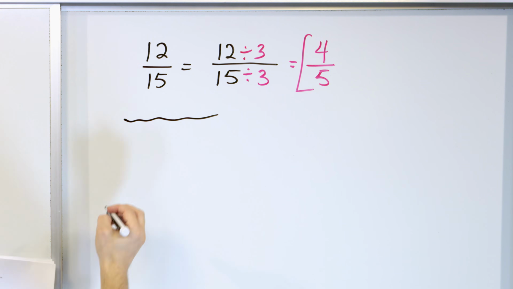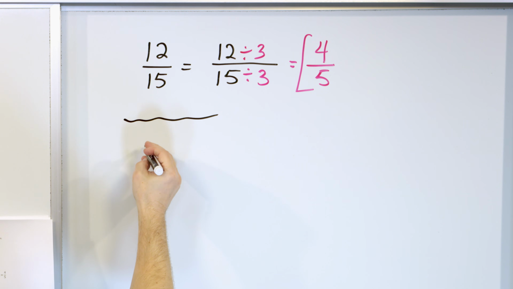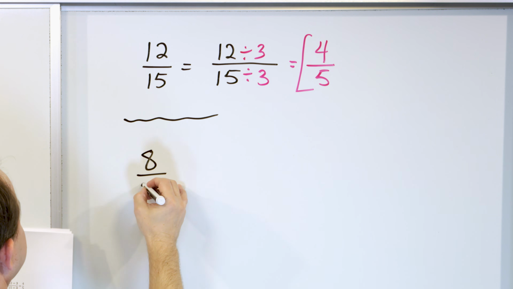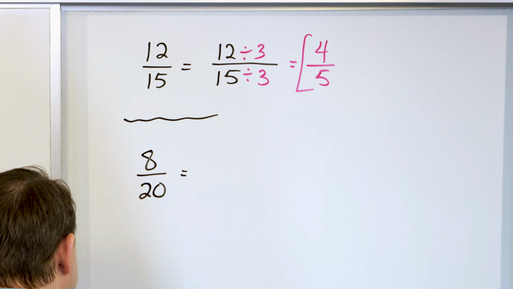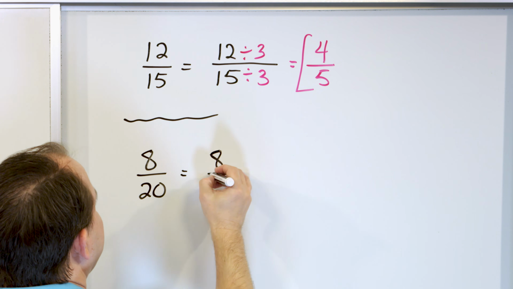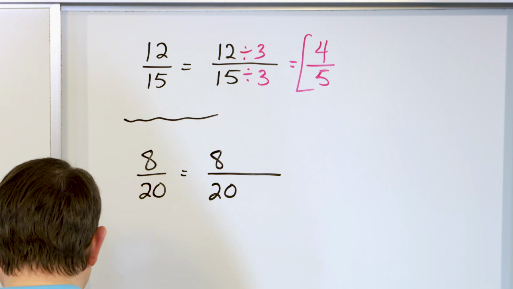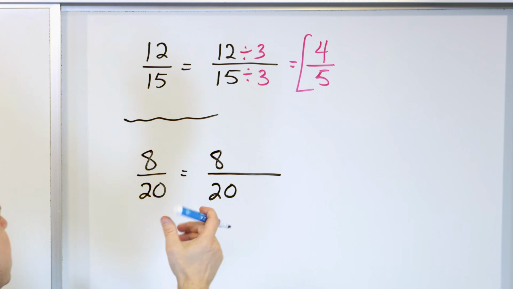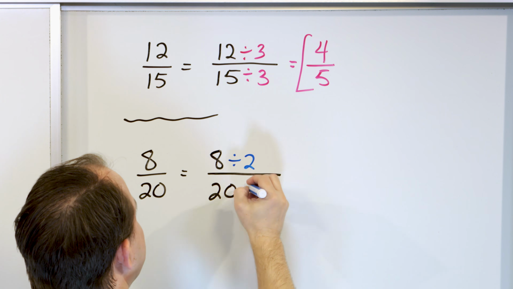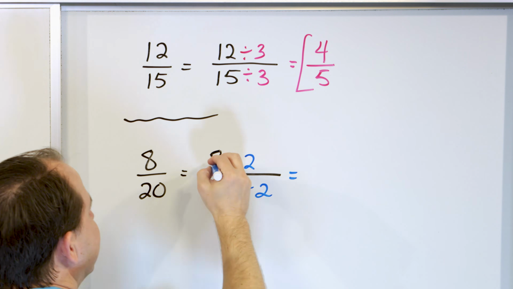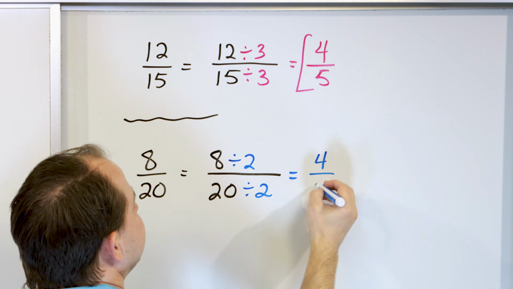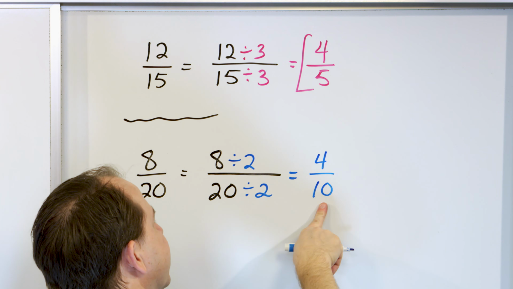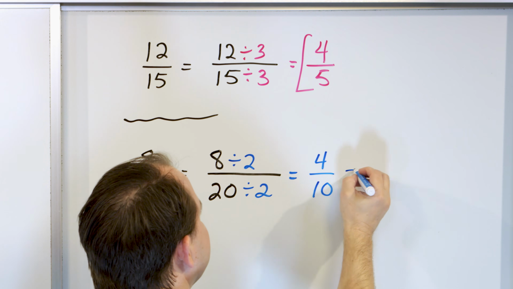All right, what about the problem 8/20? Right, now I know that there are probably other things I can divide by, but let's just say I don't know, and I just notice that these are even numbers, right? So I'll just divide this by 2 because I know they're both even. That's definitely going to work. 8 divided by 2 is 4. 20 divided by 2 is 10. And then I say, is this simplified? Nope, because it's still even numbers.